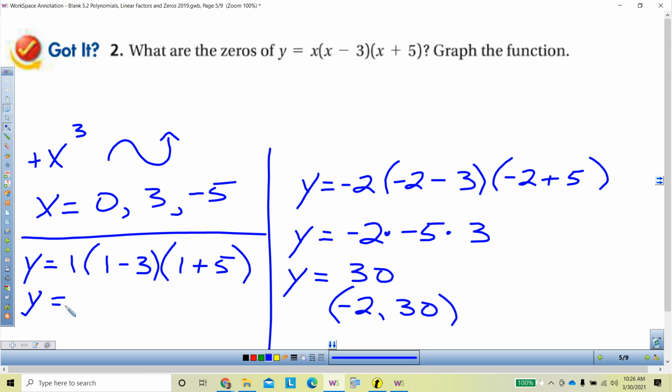So here, y would equal 1 times -2 times 6. So y would equal -12. Ordered pair is 1, -12. So I have -2, 30, and 1, -12.